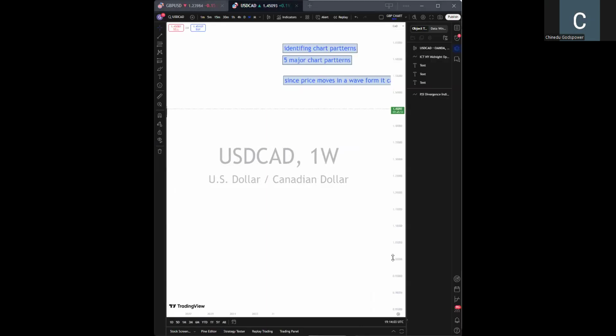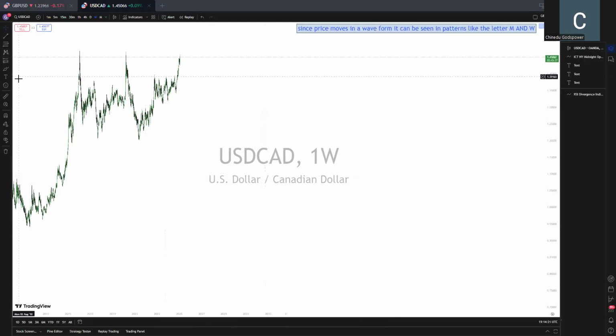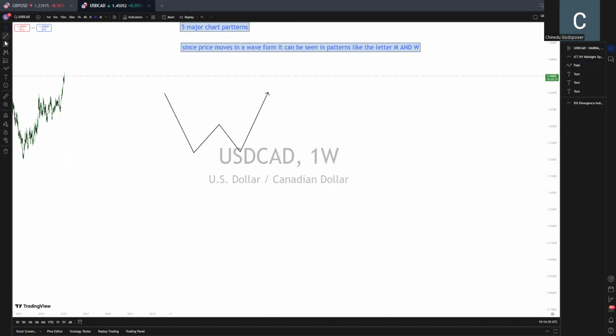And we're going to start with the double bottom and the double top. They call it the bullish double bottom, while the bearish double top. So these patterns are mostly found, and using our pen tool, like I explained the other time, you can be able to create these patterns. So this is what it looks like. This is a bullish double bottom in a W form.